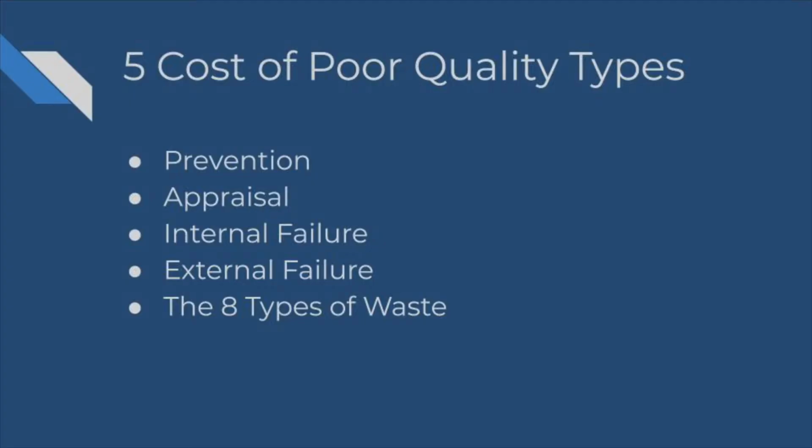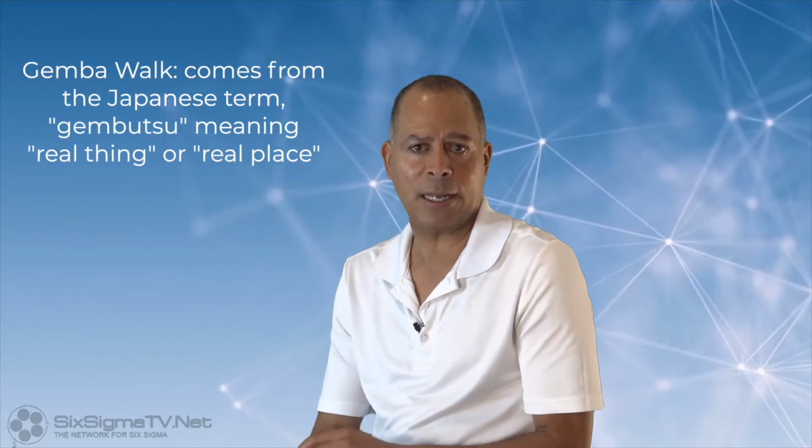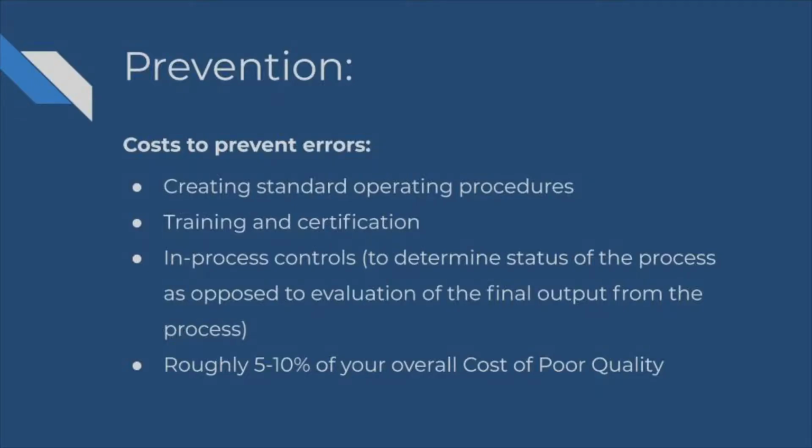There are 5 different cost of poor quality types impacting operational efficiencies within every company. They include prevention, appraisal, internal failure, external failure, and the 8 types of waste. These are uncovered and identified during a Gemba walk, which is when we walk the process and gather operating metrics. You can then establish the dollar impact to your organization and bottom line when you use our cost of poor quality calculator.